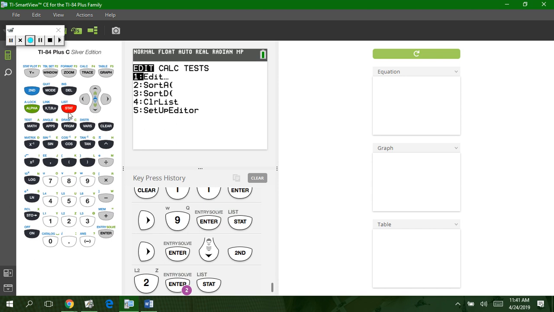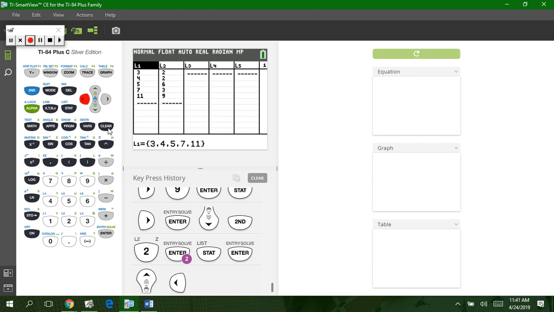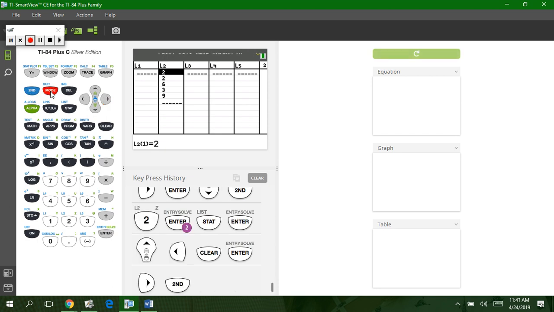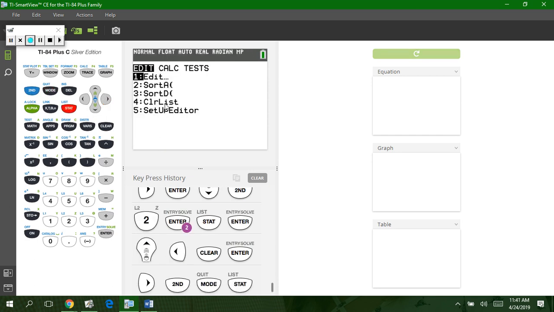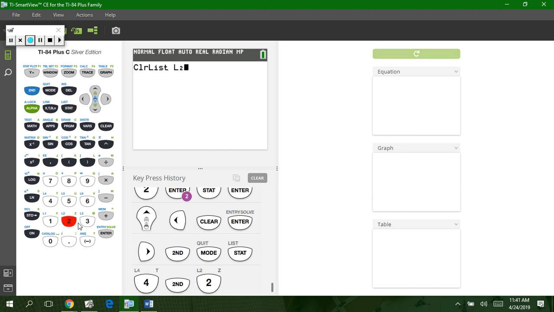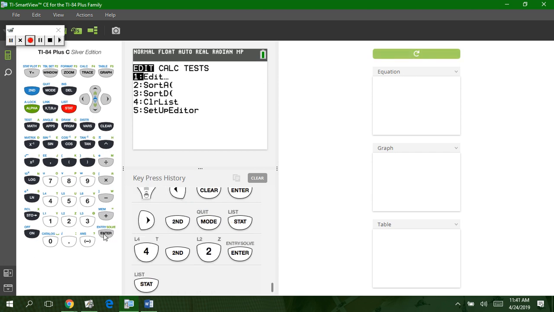Everybody, once again, I hit the stat button. We're going to go to edit. Notice I have stuff in my columns, so I'm going to go up. Now you want to hit clear. Don't hit delete, but hit clear, and that gets rid of it. Another way to get rid of this list is I go stat. See number 4, it says clear list, and that was L2, so I hit second number 2, and notice it says it's done. If I went back into my stat edit, everything's clear. I just wanted to show different ways to do so, okay? Is everybody good with me?